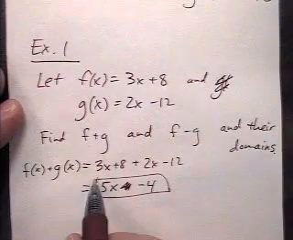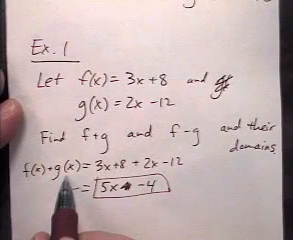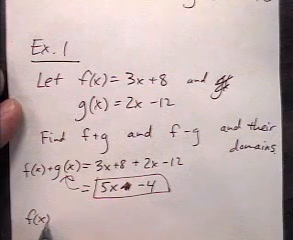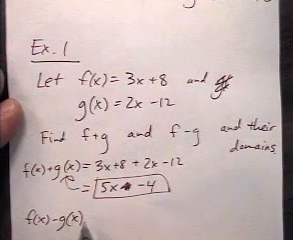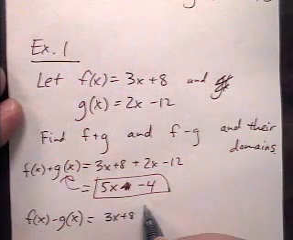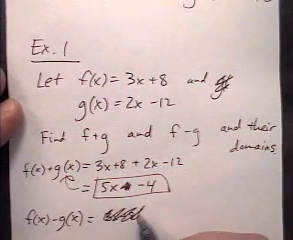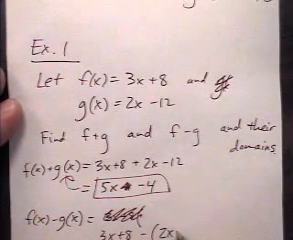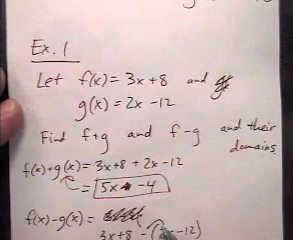So that's the addition of the two, right? That's f plus g. F minus g, f of x minus g of x. It is really important that you get them in the correct order. 3x plus 8 minus 2x minus 12.